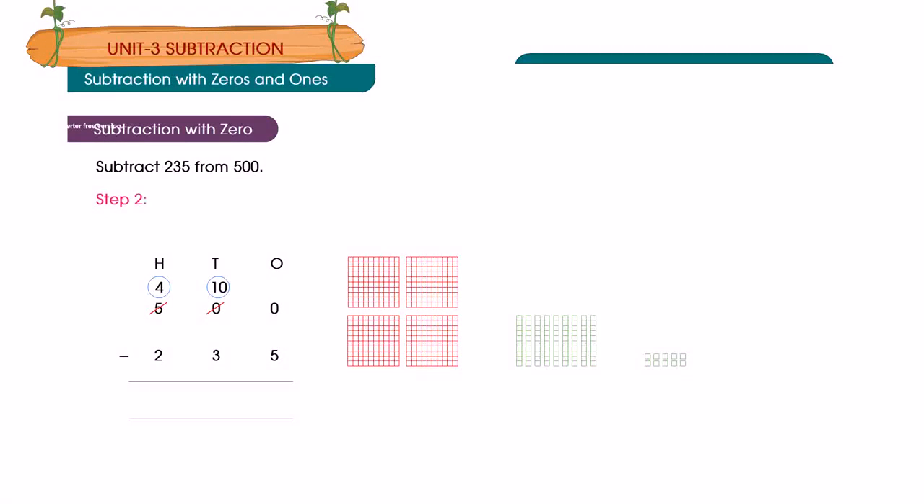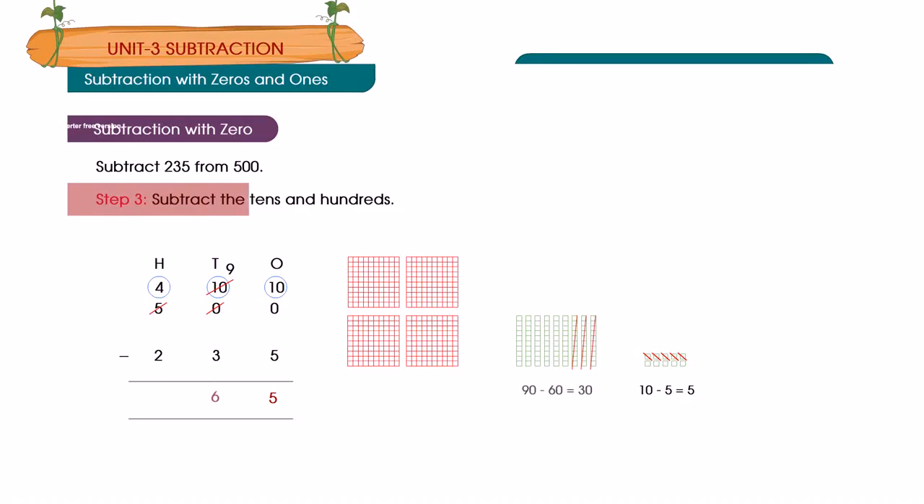Step 2. Now we regroup tens to ones and subtract ones. 10 minus 5 is equal to 5 ones. Step 3. Subtract the tens and hundreds.